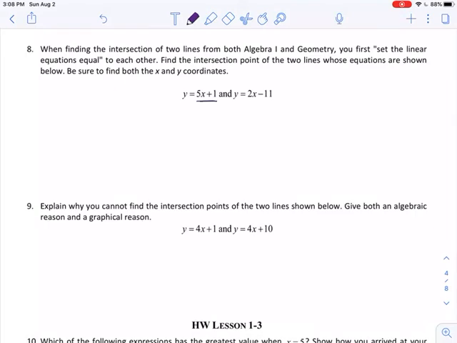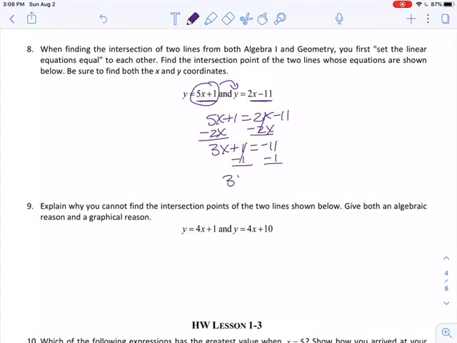So basically, since y equals 5x plus 1 and y equals 2x minus 11, I can take this 5x plus 1 and I'm sort of substituting it in for y right there because it's equal to y. So all you're doing is taking those and setting them equal to each other. I'm taking the 5x plus 1 and setting it equal to 2x minus 11. So I will subtract 2x, and then I will subtract 1.